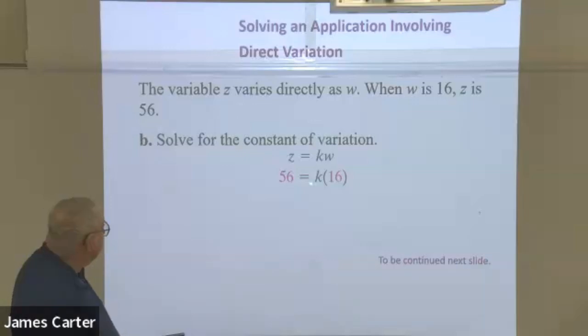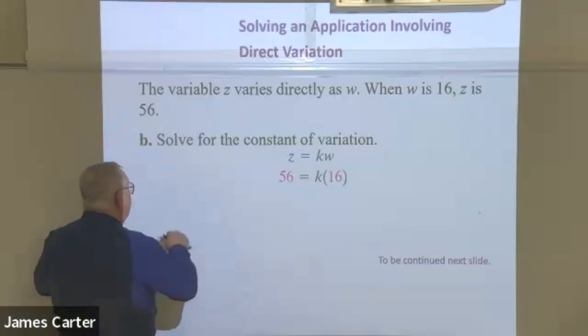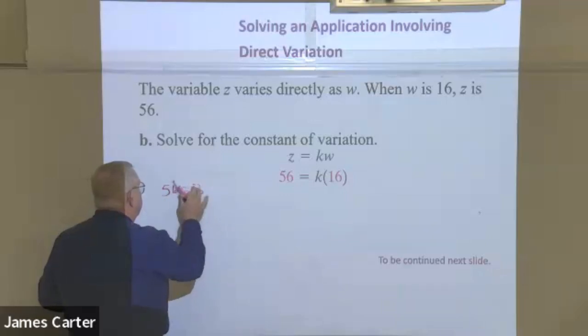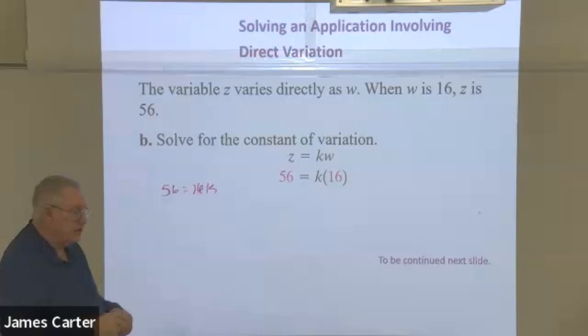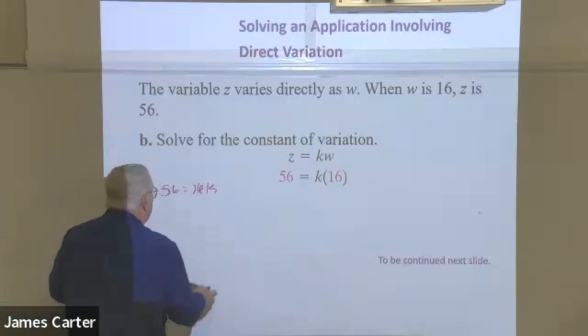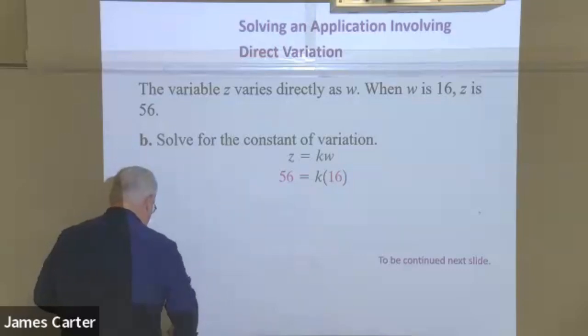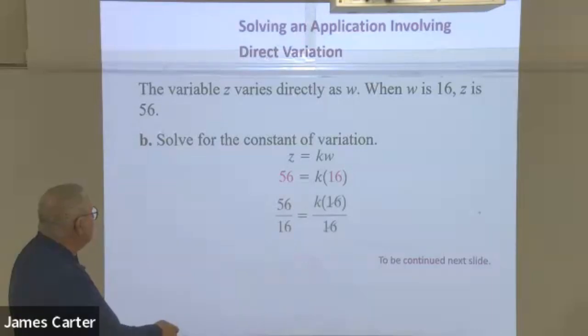How are we going to do it? Divide both sides by 16. This would be the same problem as if we had 56 equals 16K. Just because it's behind it doesn't matter, the 16 being behind. And here you obviously would divide by 16. What do you do there too? Okay, so we do that. We divide both sides by 16.